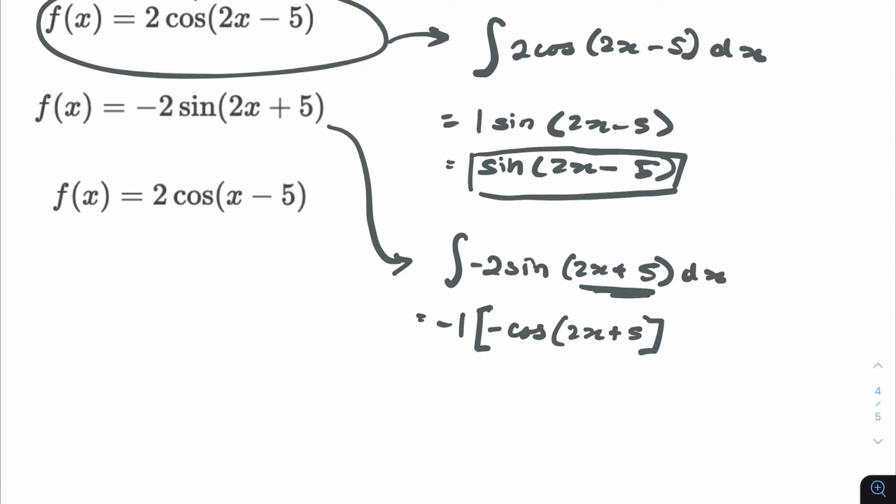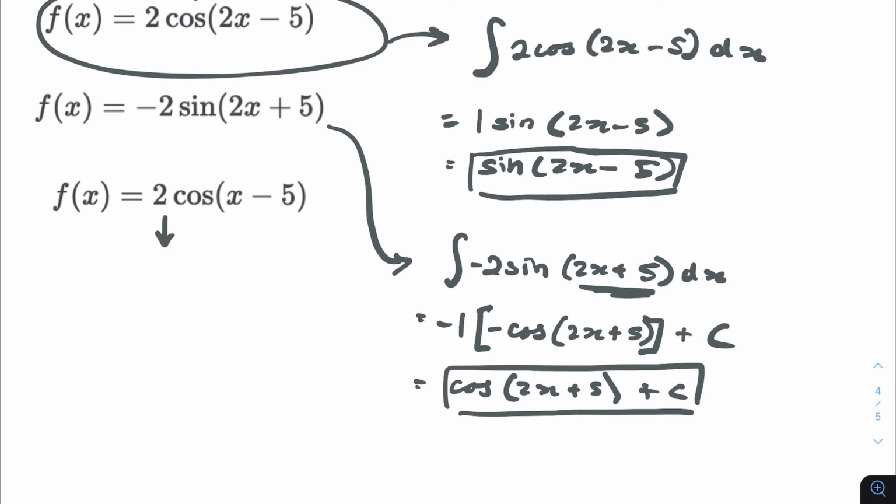And, oh, I forgot to mention, we should always add plus c here. So over here, I'm going to add plus c. Now negative 1 times negative 1 just becomes 1. So we have cos 2x plus 5 plus c as our final answer.